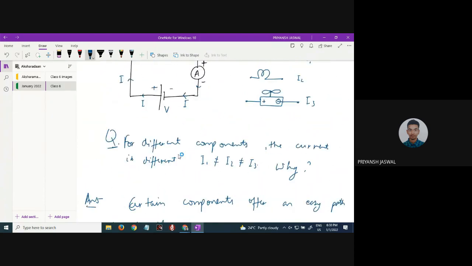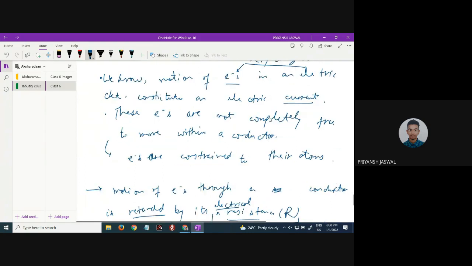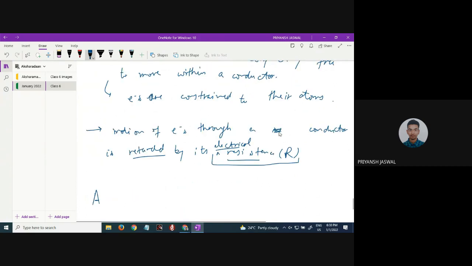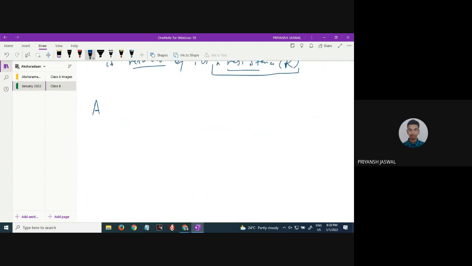So the answer is simple for this question: certain components allow an easy path for the flow of electric current and some resist the flow. Why is it so? Because the electrons are not free to move. They are not free because there are atoms with nuclei which keep on attracting the electrons, and for different materials the atoms are different, so the constraint on electrons is different in different materials. Hence, for different components made out of different materials, the current will not be the same through the circuit. In simple terms, you can say that the resistance for different components is different.